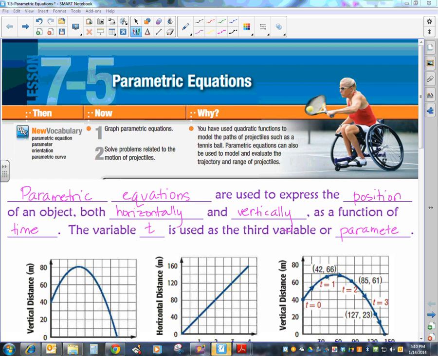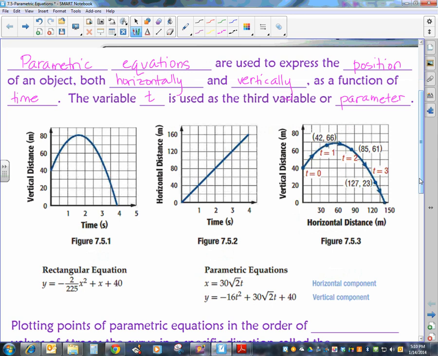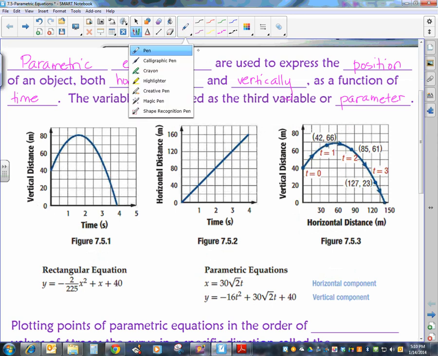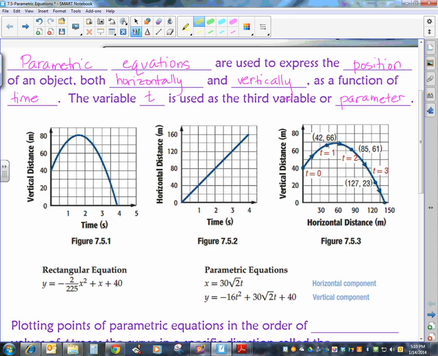If you look at these graphs down here, what you're used to seeing is time on the x-axis, and you might have vertical distance, or you might have horizontal distance. But when we put it into a set of parametric equations, we can put the vertical distance on one axis and the horizontal distance on the other axis, and then we can actually see where the object is positioned horizontally and vertically at any time during the path.